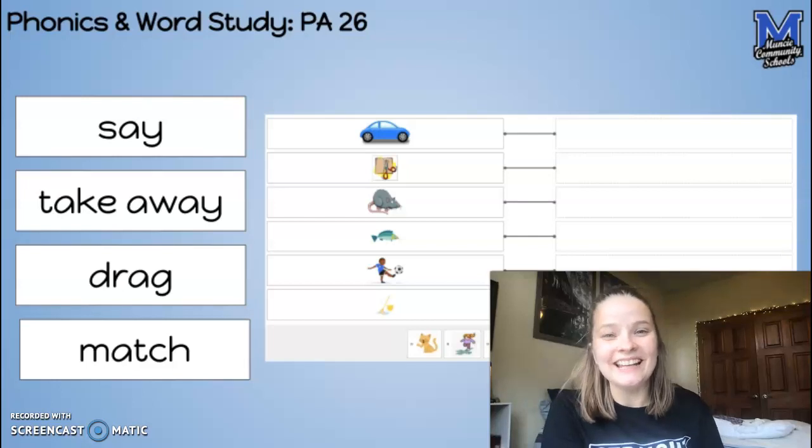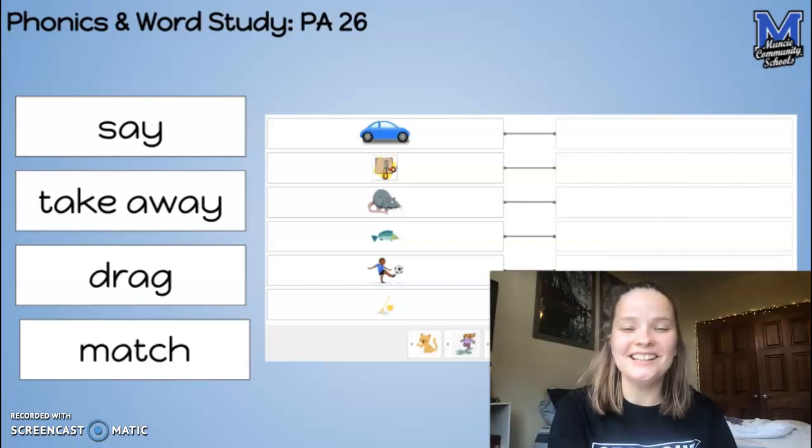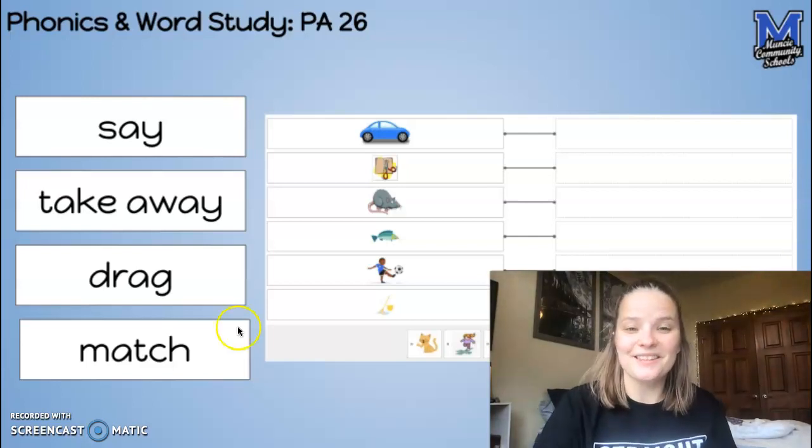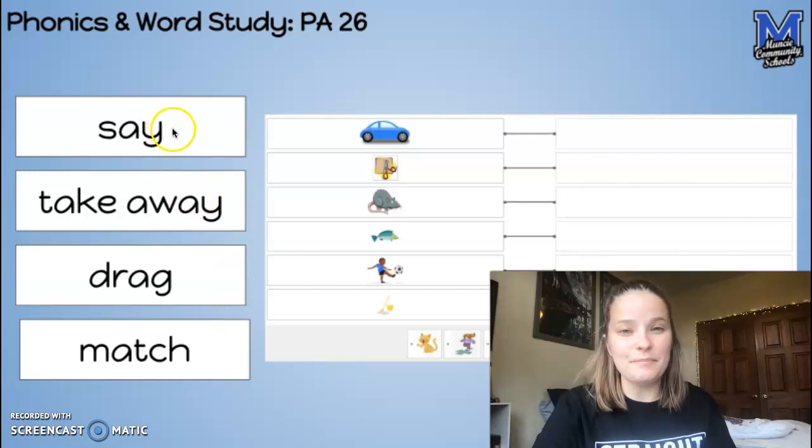Hi friends, today you are working on deleting the beginning sound of a word. You're going to be on Schoology today for your activity. The first thing you need to do is say the picture that is on the left side.